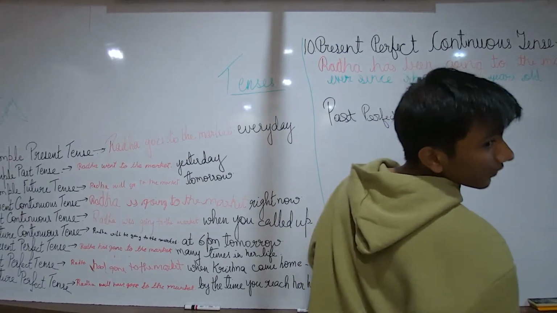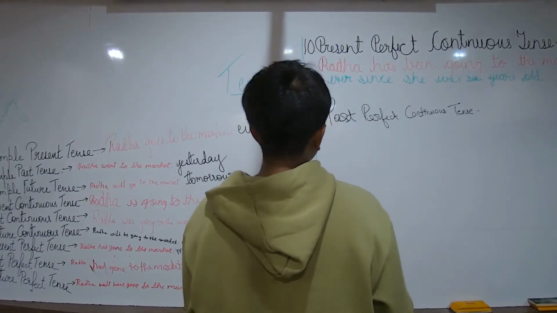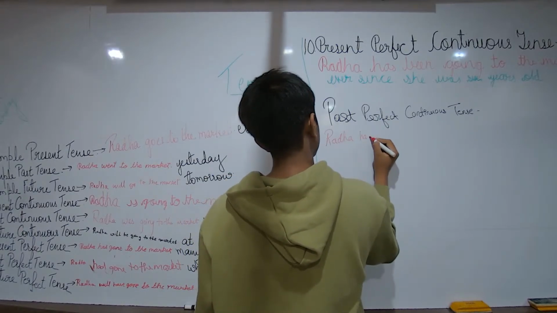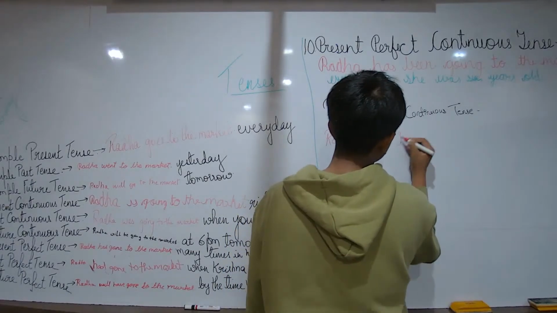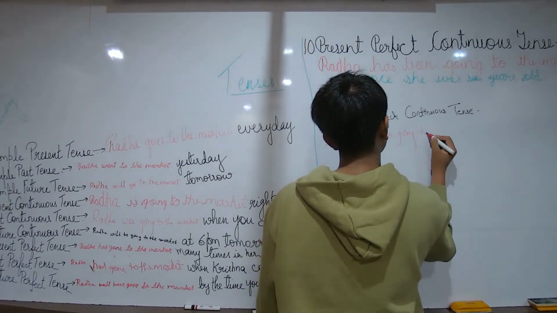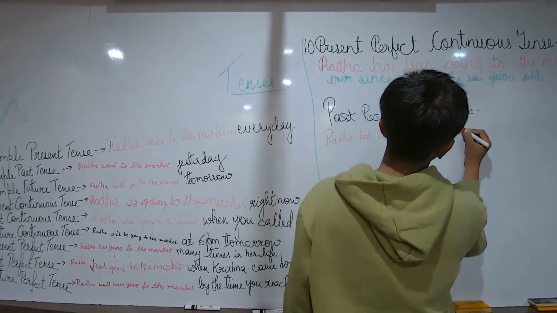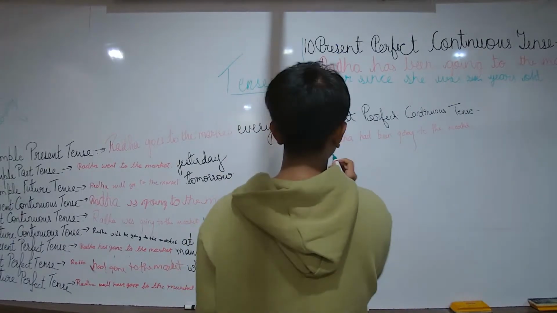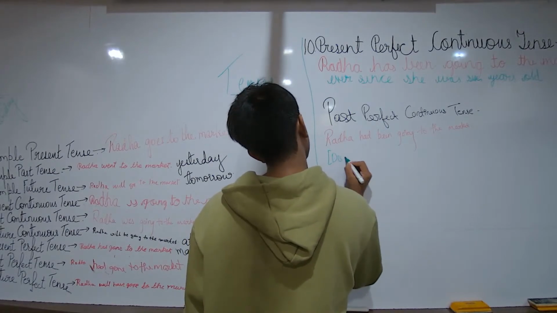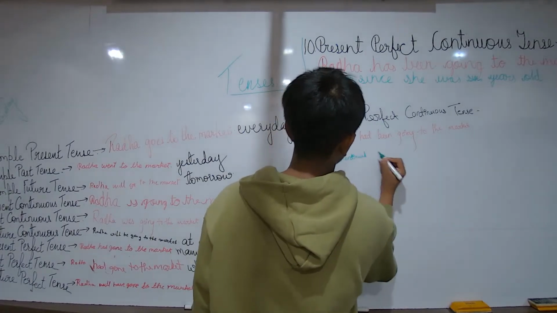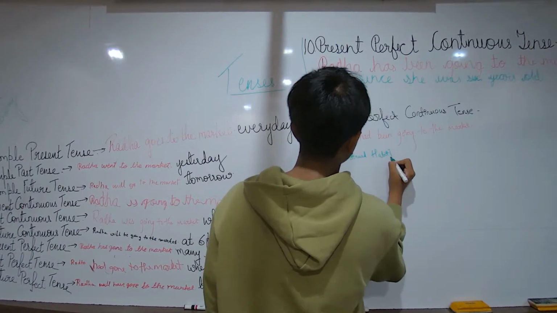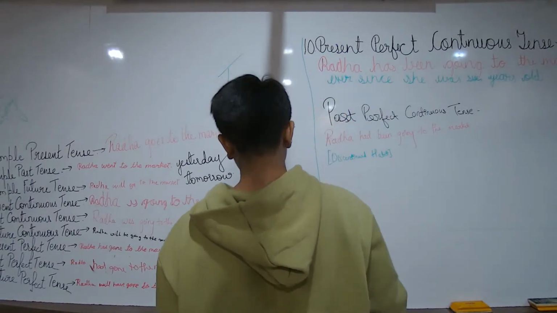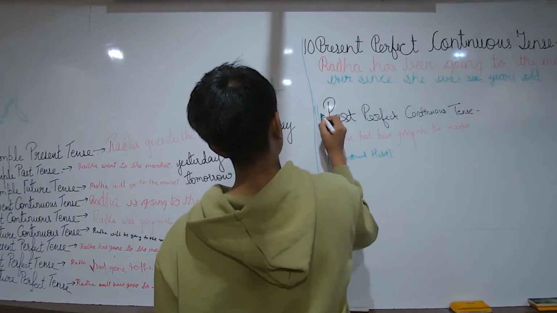Radha had been going to the market. Very good. Now here you will put a bracket and write discontinued habit. कि लाइक वो हर रोज जाती थी बट अभी वो बेचारी मर गई है. Excellent. Number लिख दो सिर्फ. 11.